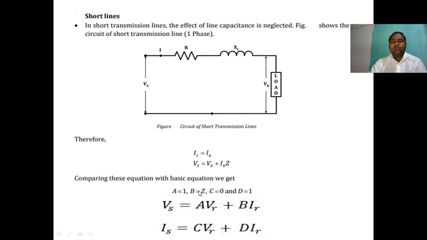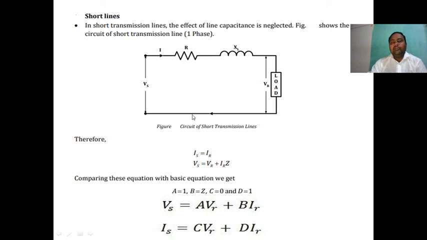Already I told that for the voltage regulation of a transmission line, VR dash is nothing but Vs by A. So please observe that constant A value in a short transmission line is 1. So the percentage regulation of a short transmission line is (Vs minus VR) by VR into 100 only. So what are the units here? A and D are dimensionless, B is in ohms, C is in Siemens.